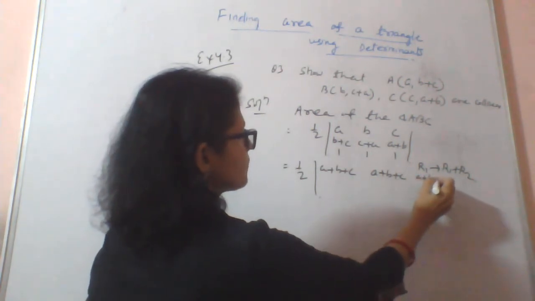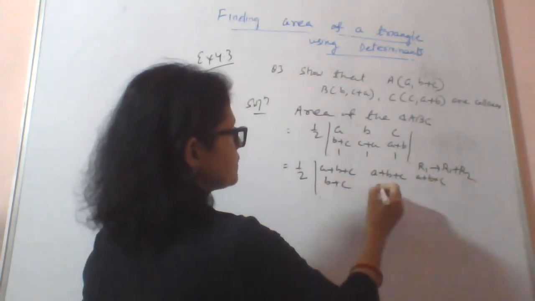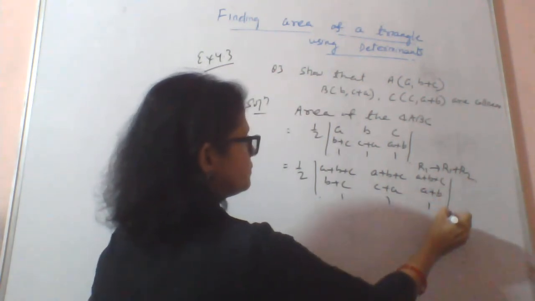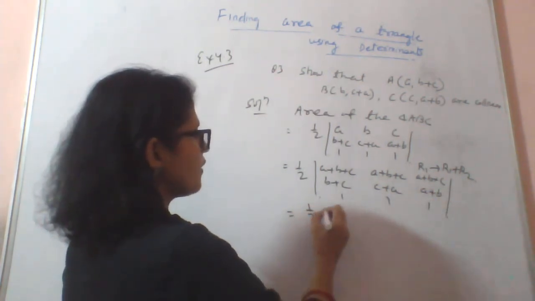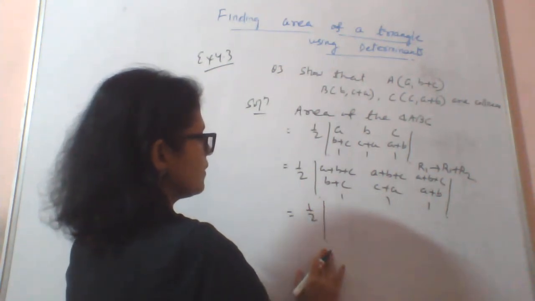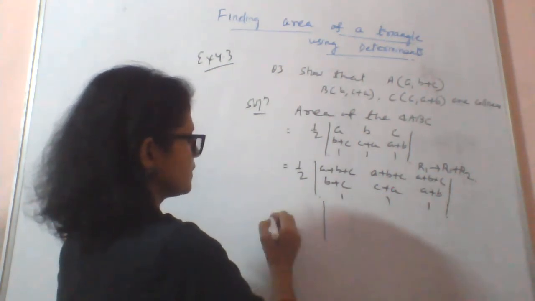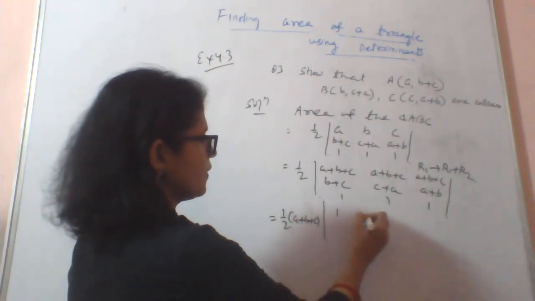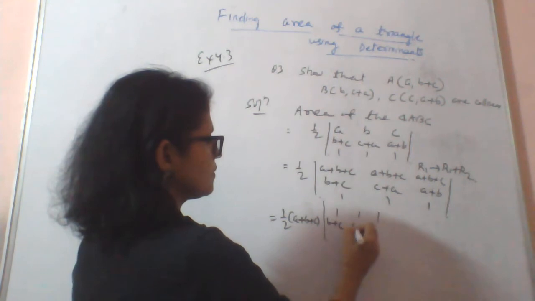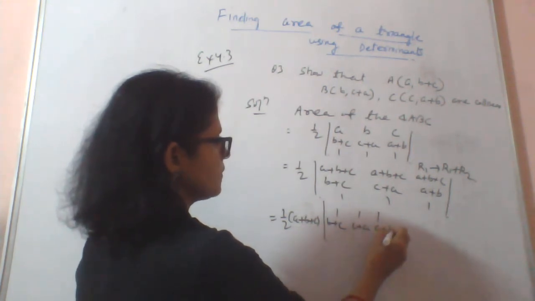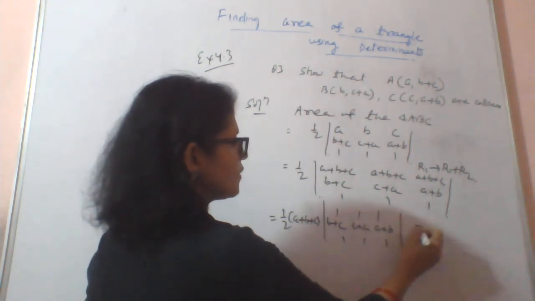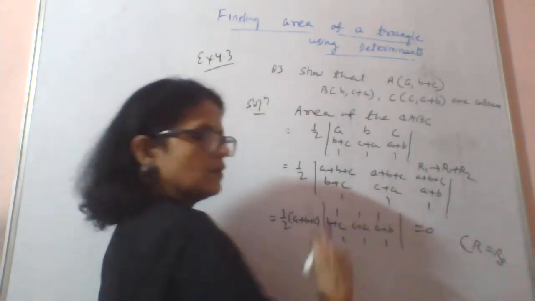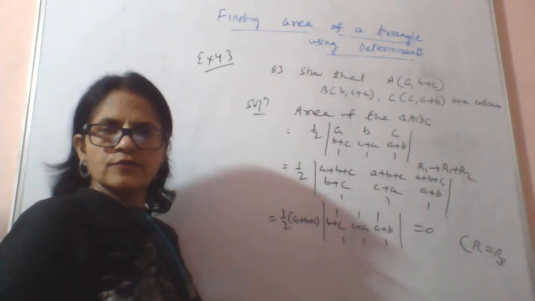This is also A plus B plus C. Then B plus C, C plus A plus B, 1, 1, 1. So this is equal to half of, I can take A plus B plus C common, half A plus B plus C common, 1, 1, 1, B plus C, C plus A plus B, 1, 1, 1. So it will be 0 because your R1 equals R3. Two rows are identical, so this is 0.